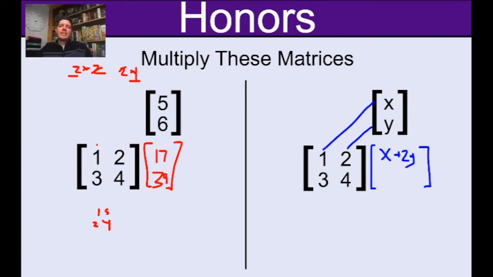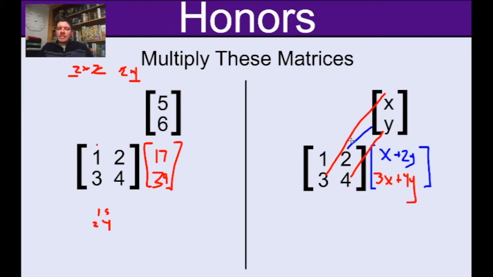Okay, that's kind of interesting. Let's go ahead and try the other one. So down here, it's going to be 3 times x plus 4 times y. So down here, we would have 3x plus 4y. Now, I just want you to consider what we started with and what we're ending with, okay?